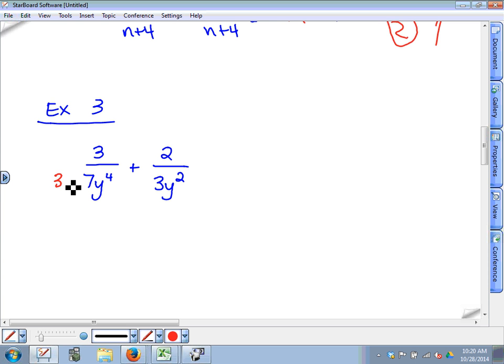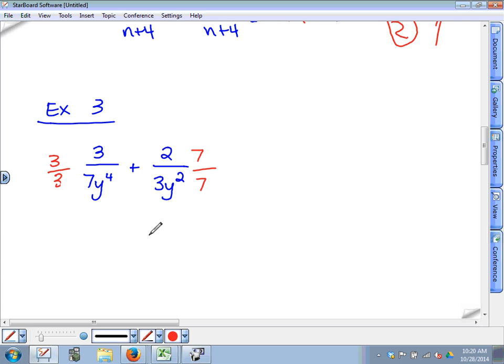So let's at least start by making the numbers the same, the coefficients. This side's going to need a 3 over 3. This side's going to need a 7 over 7. That takes care of the coefficients, but now we have to make sure we have the same exact number of variables. The left side is y to the 4th. That means there's 4 y's: y times y times y times y. Over here, we have y squared. That's an easy fix.